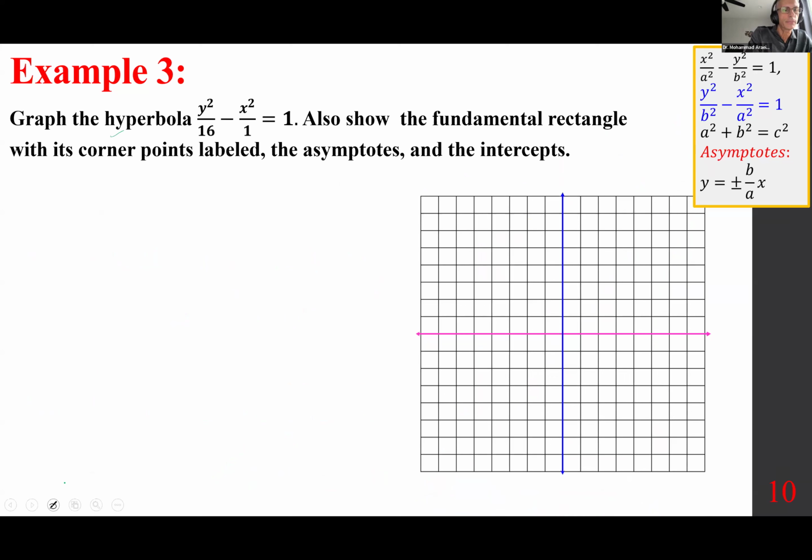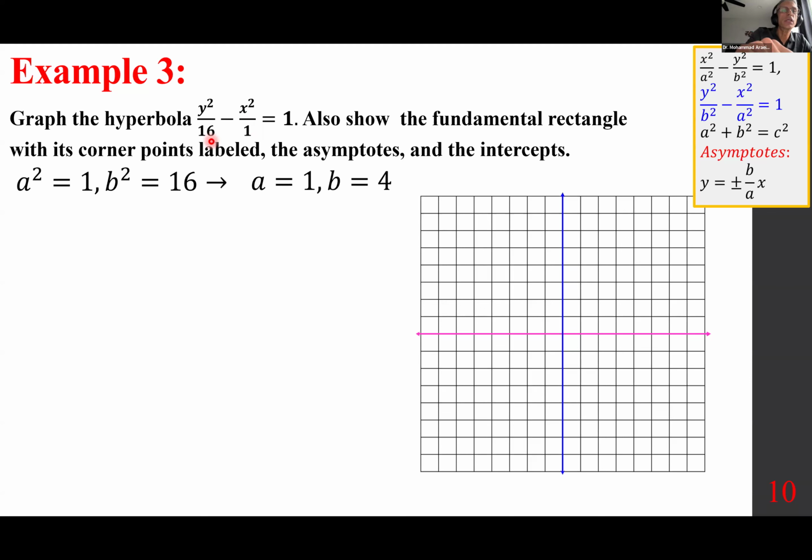Now, graph the hyperbola y squared over 16 minus x squared over 1 equals 1. By the way, even if the 1 is not there, you should put it because you want to recognize that it's in the form that you see here. So in this case, a squared is 1, b squared is 16, so that makes a 1 and b 4.